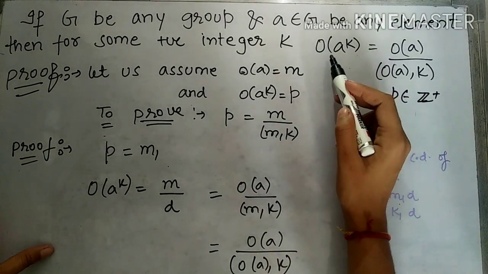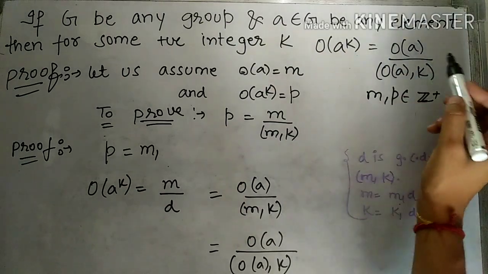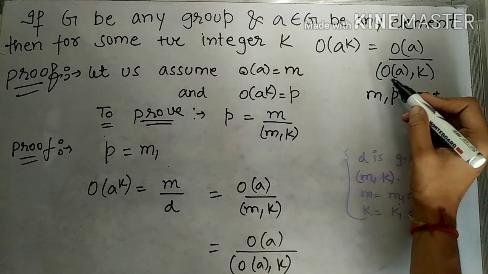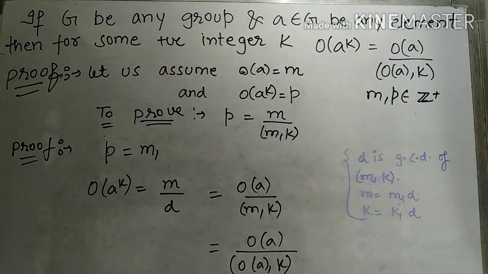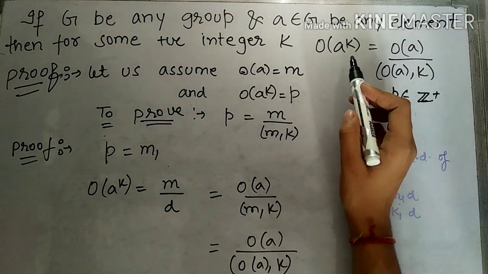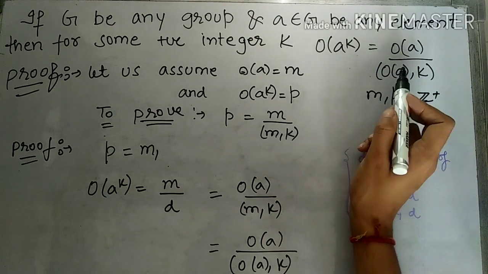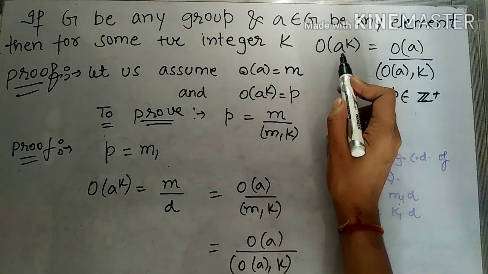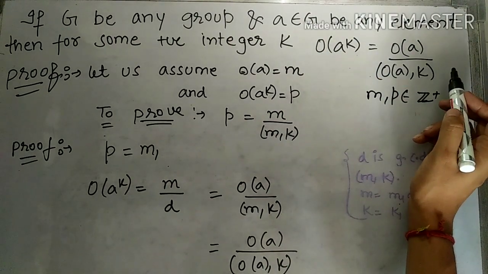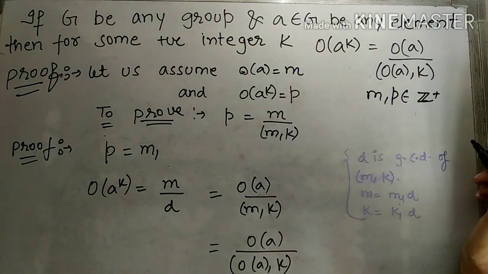So we have proved the result that for any positive integer k, the order of a raised to power k is equal to the order of a by GCD of the order of a and k. This result is very useful because we can find the order of a raised to power k if we are given the order of a. That is, we can find the order of a power of any element if we are given the order of that element. So friends, thank you for watching this video.